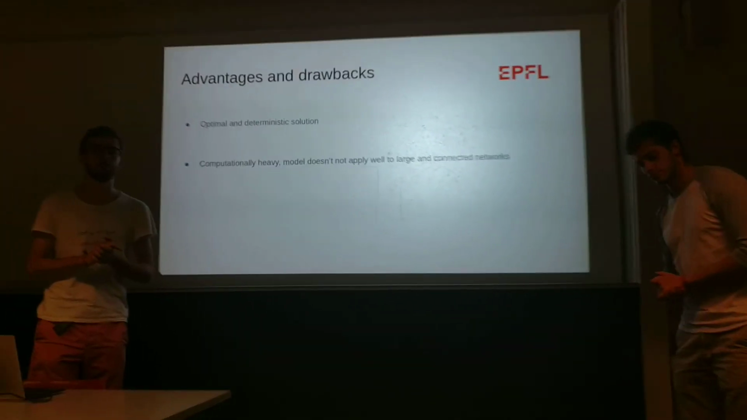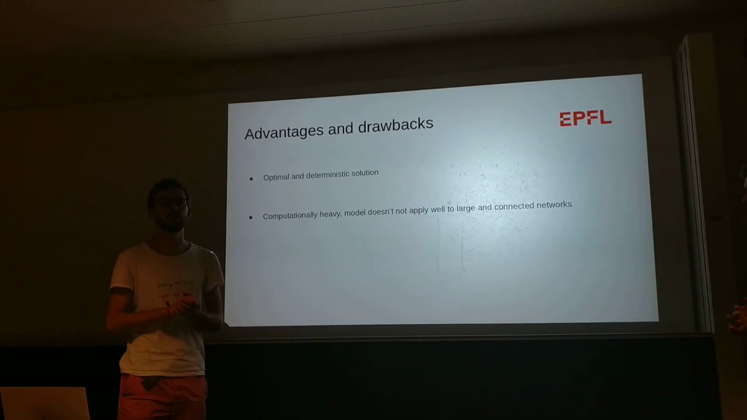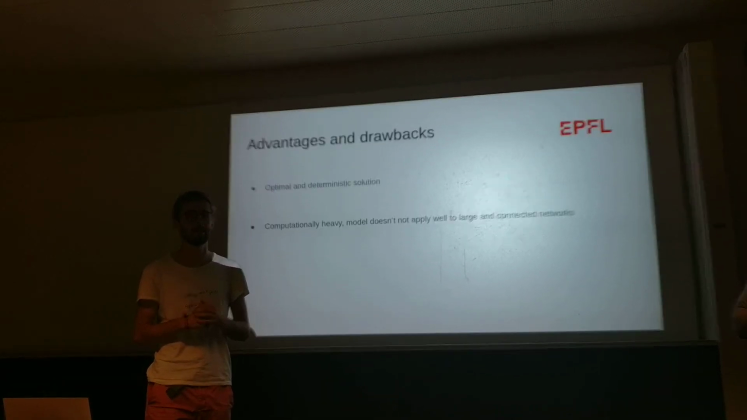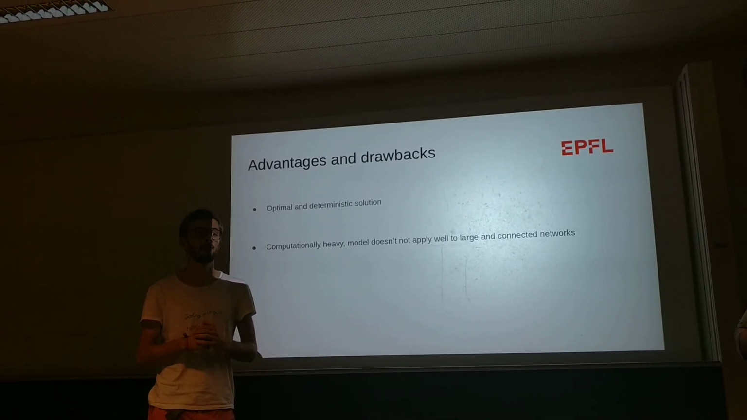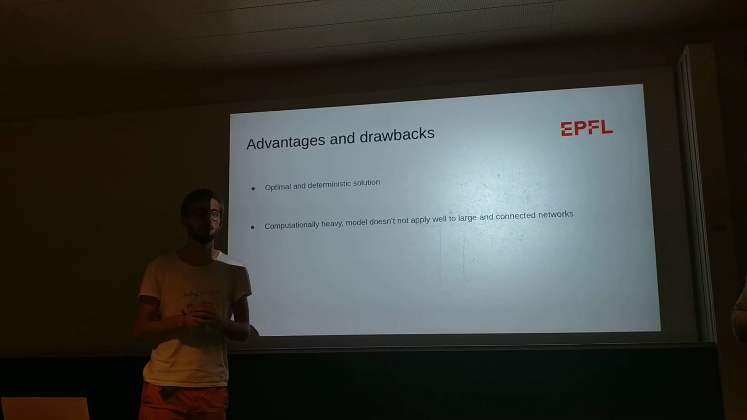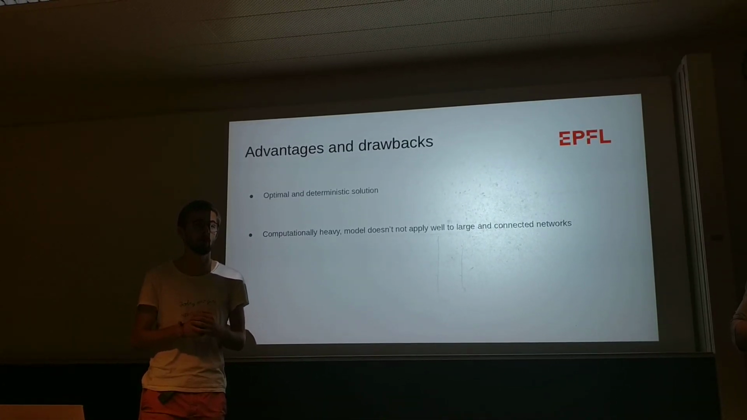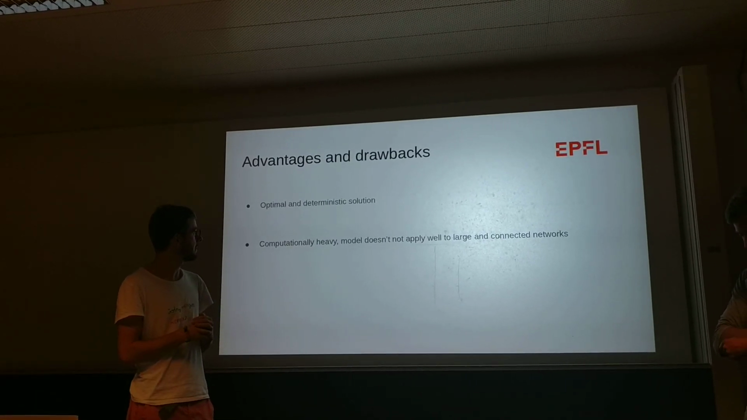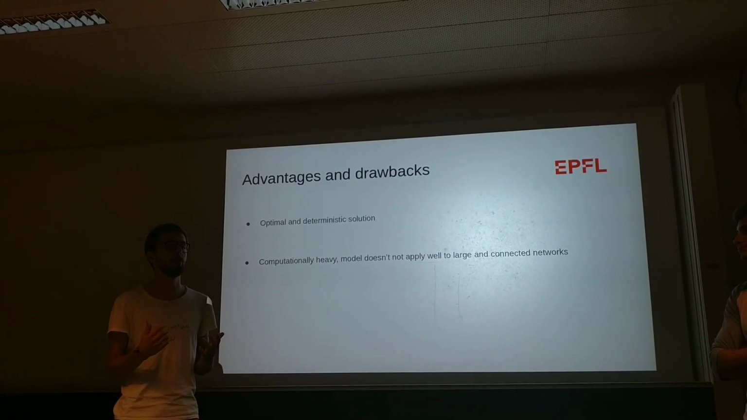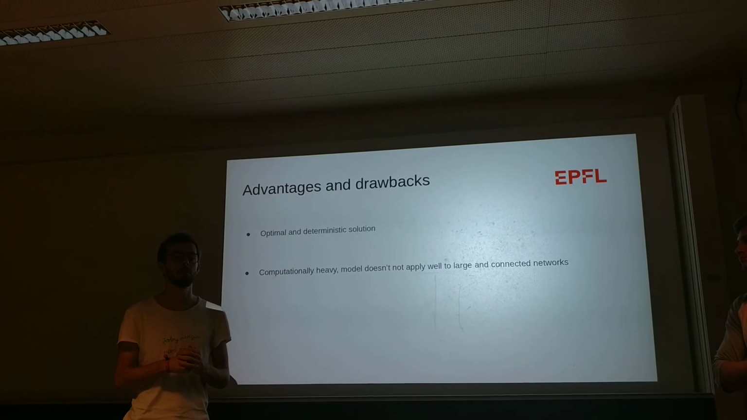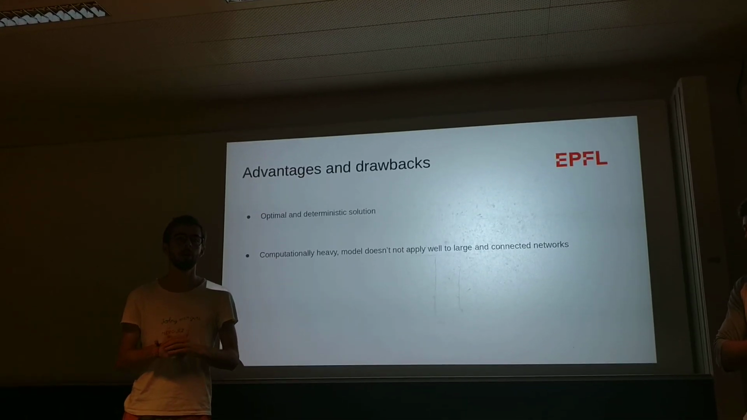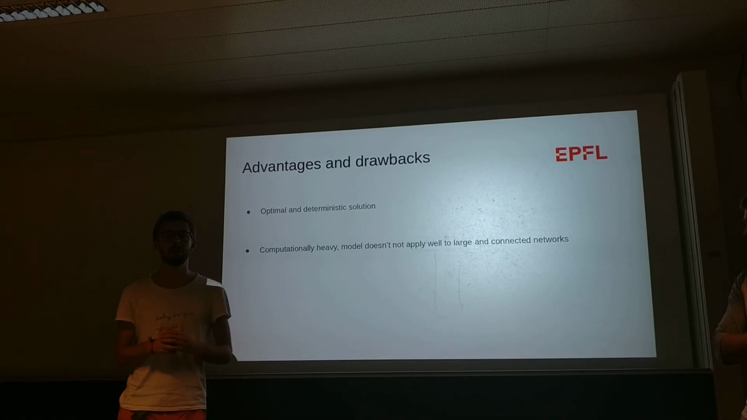Finally, we have some advantages and drawbacks of our algorithm. The main advantage is that it is deterministic, which means that if you ask twice for exactly the same trip, you will get the same result twice, which is something necessary. Unfortunately, we have a big drawback, which is that our model is very heavy computationally, and it does not really apply to large and highly connected networks such as this one.